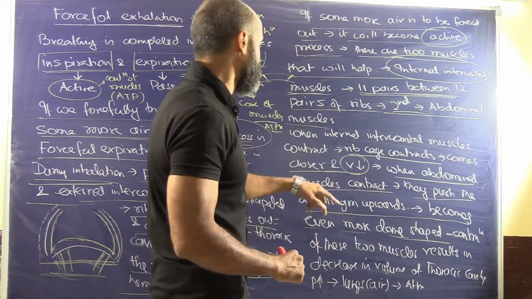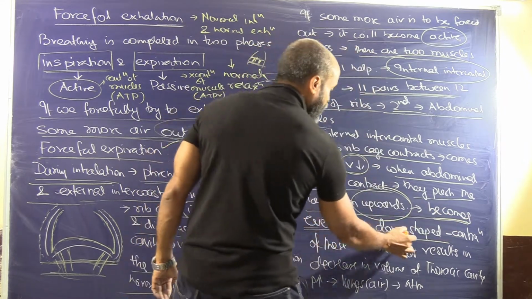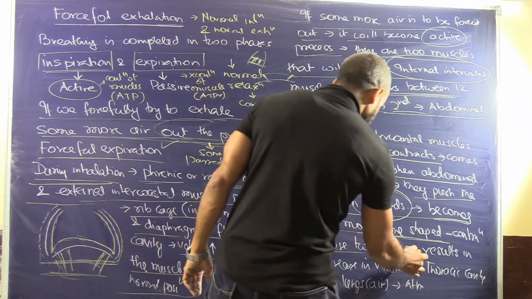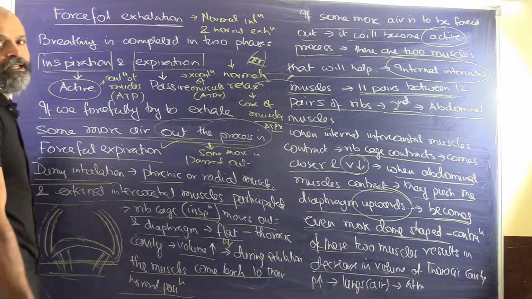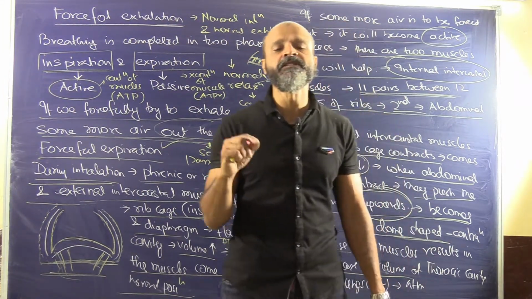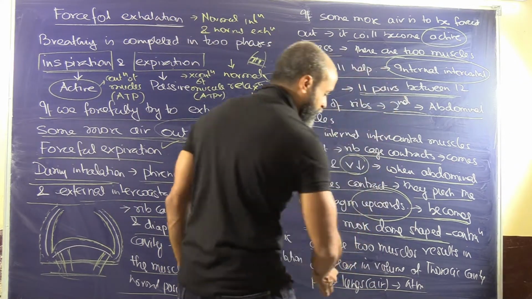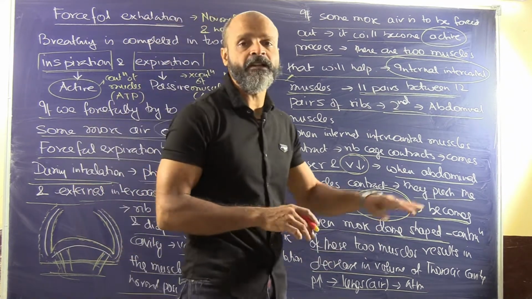Okay, when abdominal muscles contract, they push the diaphragm upwards. So it becomes even more dome shaped. Contraction of these two muscles results in the decrease in volume of the thoracic cavity. So again, there will be a decrease in volume of the thoracic cavity. If there is a decrease in volume, obviously the pressure will increase and the air rushes out. Okay, pressure will increase, it will become more than the atmospheric pressure and the air will rush out.